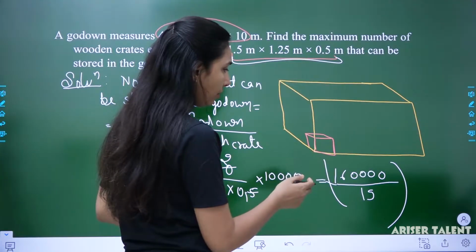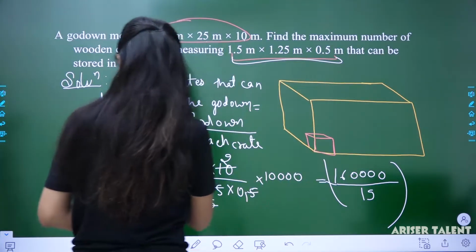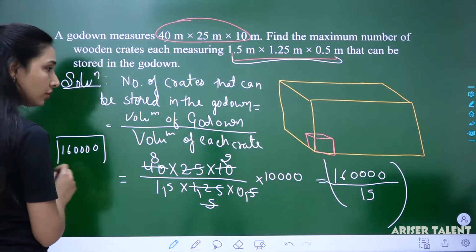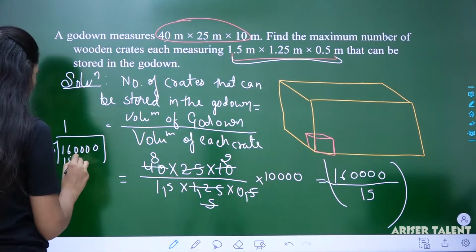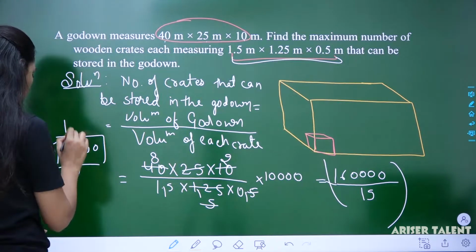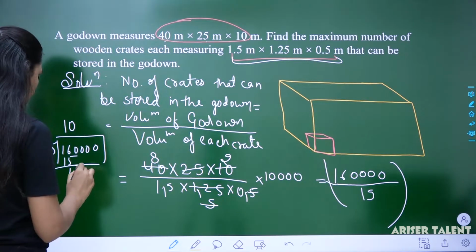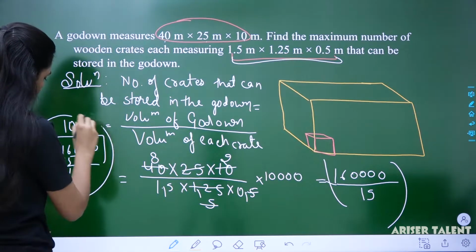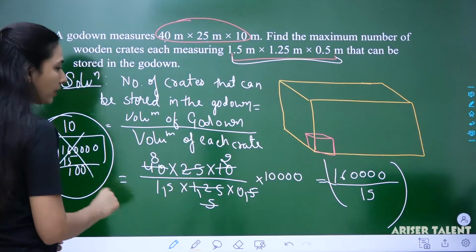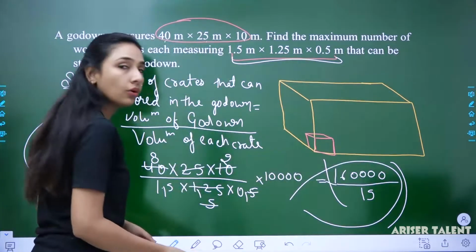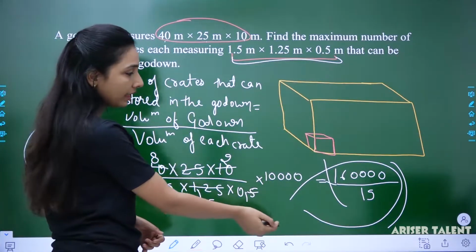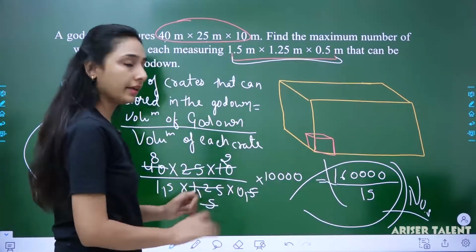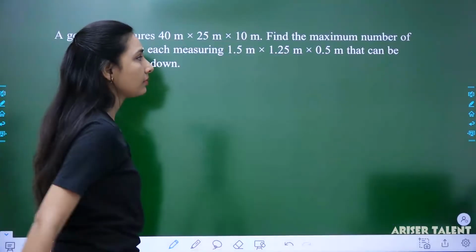So that can be cut by 15 or not? I will be having 16 and 4 zeros. Put a 0 here and 0. So you will be doing this, and by doing this you will be getting the number of the crates, right? Okay.